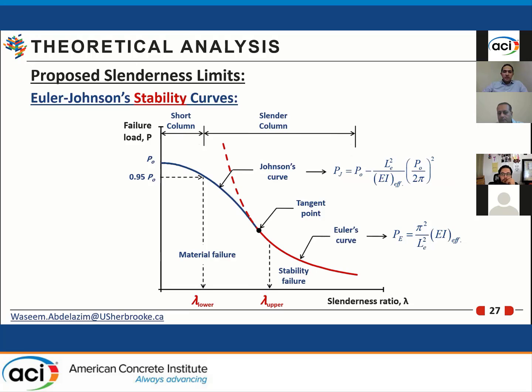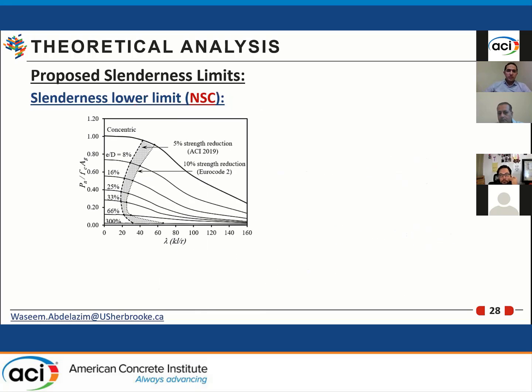So we have to define the lower slenderness limit for the FRP reinforced concrete columns, and also the upper slenderness limit for the FRP reinforced concrete columns. Regarding the slenderness lower limit, the shown stability curves were plotted for GFRP reinforced concrete columns based on the aforementioned theories. The dashed line defines the boundary for 5% strength reduction, and the dotted line is for 10% strength reduction. For both boundaries, the 5% and the 10%, the slenderness limit reaches its lowest at an eccentricity to diameter ratio closest to 0.3.